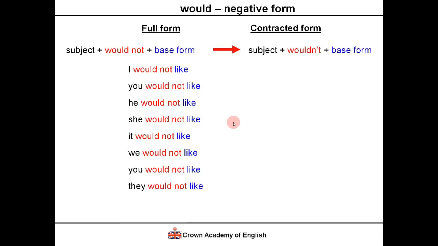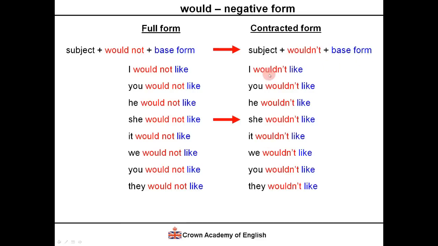And in the contracted form, we have the subject followed by wouldn't. That's an N apostrophe T followed by the base form. And here we are. I wouldn't like, you wouldn't like, he wouldn't like, she wouldn't like, it wouldn't like, we wouldn't like, you wouldn't like, they wouldn't like.